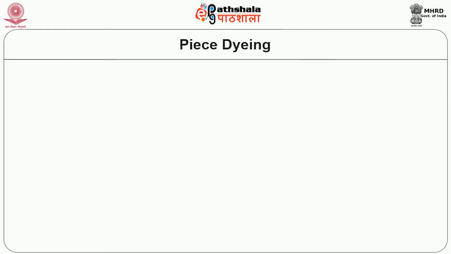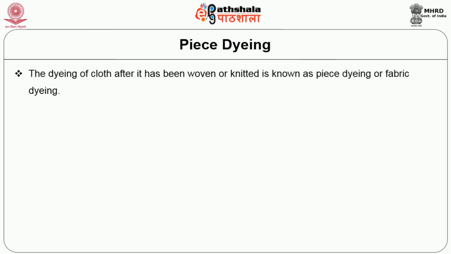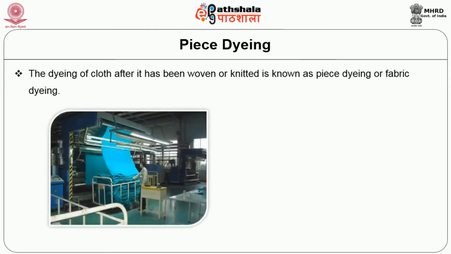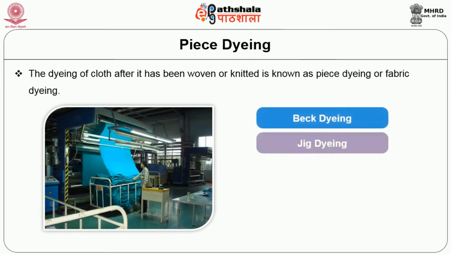Piece dyeing. The dyeing of cloth after it has been woven or knitted is known as piece dyeing or fabric dyeing. The various methods used for this type of dyeing include beck, jig, pad, jet and beam dyeing.